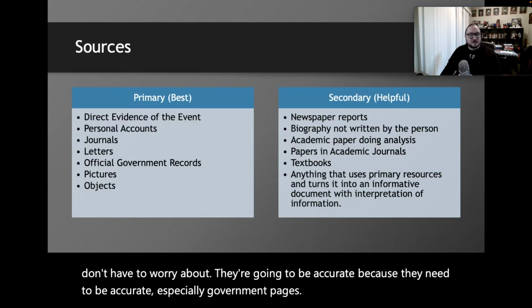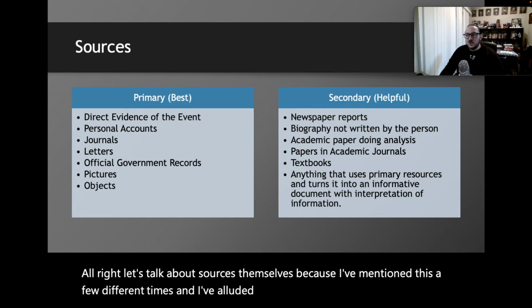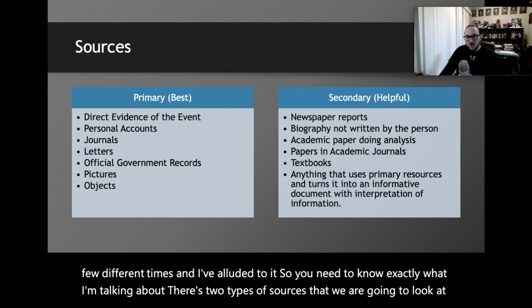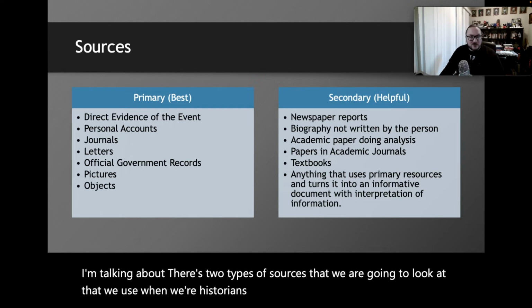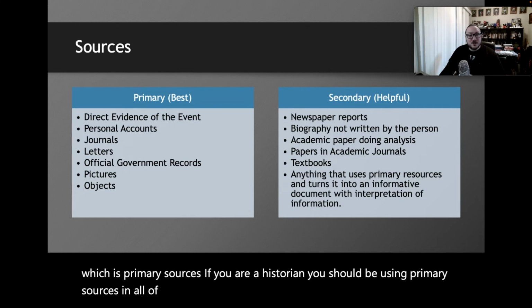All right, let's talk about sources themselves, because I've mentioned this a few different times and I've alluded to it, so you need to know exactly what I'm talking about. There's two types of sources that we use when we're historians, all right? The first one is the best one, which is primary sources. If you are a historian, you should be using primary sources in all of your paper, and it probably should be a vast majority of your paper.